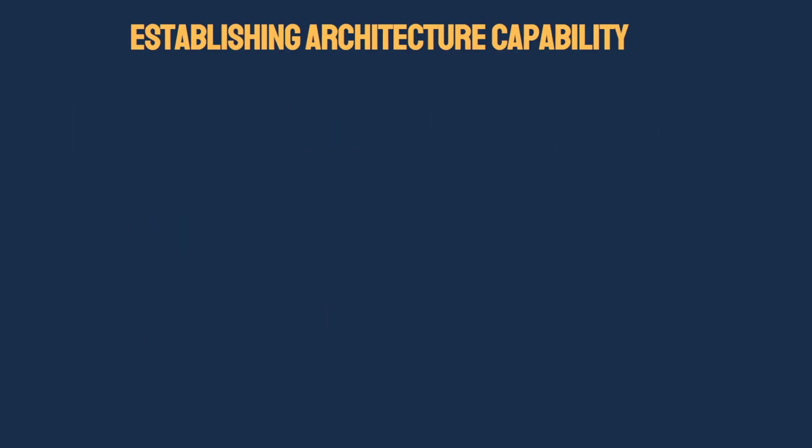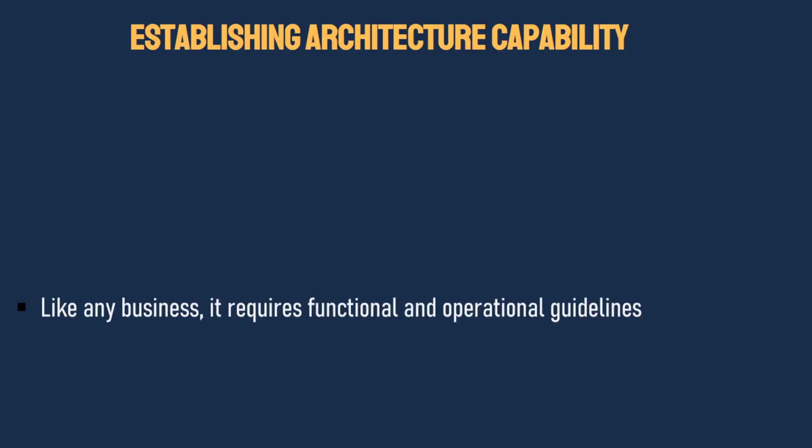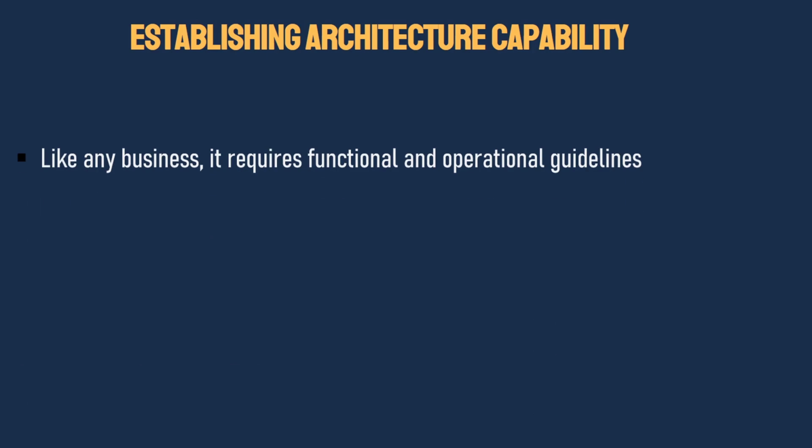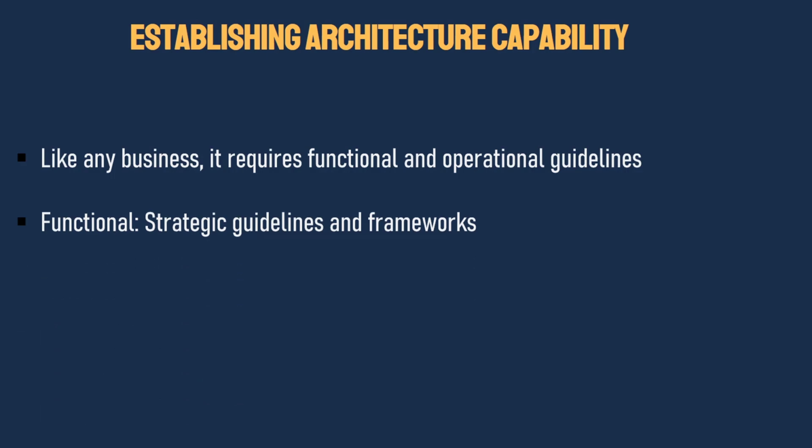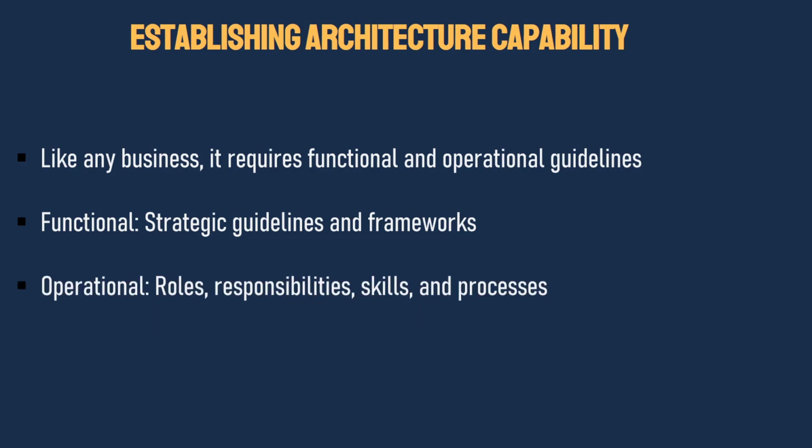So you wish to establish an architecture capability. Great. Like any business, this requires functional and operational guidelines. Functional guidelines are strategic guidelines and frameworks. And operational ones are roles, responsibilities, skills, and processes.